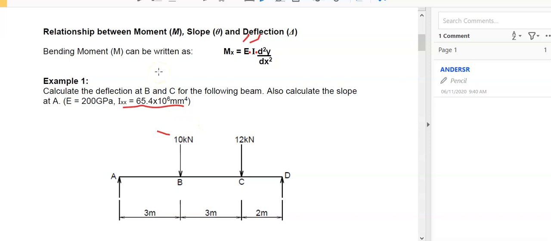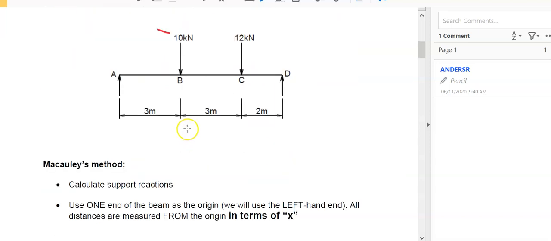Okay, now I'm going to take this as an example and work through this beam. Following this in the notes there are the steps to follow to work out the deflection at B and C and the slope at A. Okay, Macaulay's method. First, calculate support reactions.